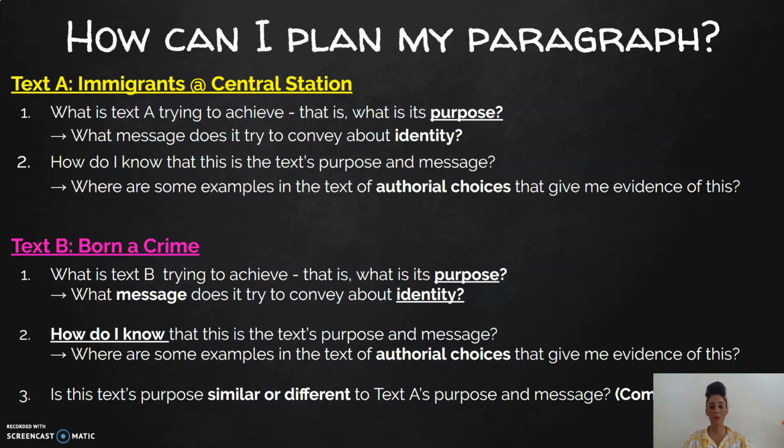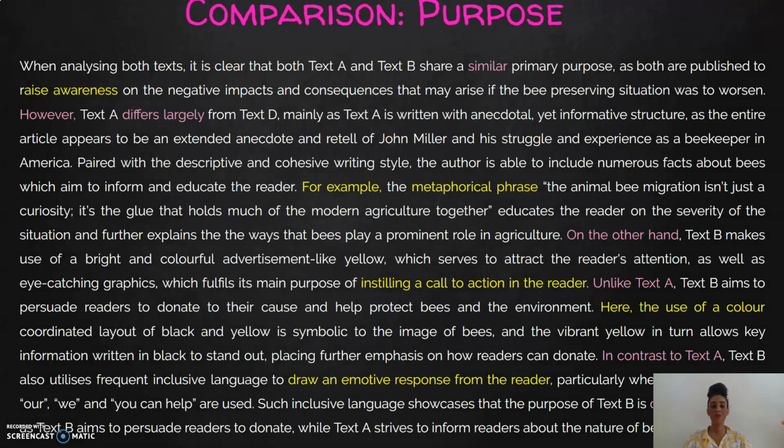Now, how might this look in a paragraph? I'm going to show you a paragraph that's not on these two texts, but that would use the exact same structure in terms of paragraph writing and PEEL structure if I was comparing two texts. You now have Immigrants at Central Station, and in your Venn diagram you also have information on Born a Crime. You need to figure out the first two steps first, and then ask yourself question 3. Once you've done that, let's have a look at my paragraph on purpose.